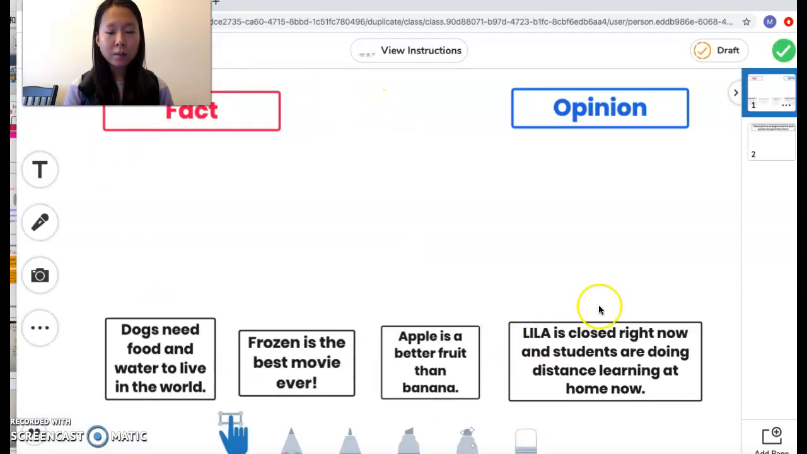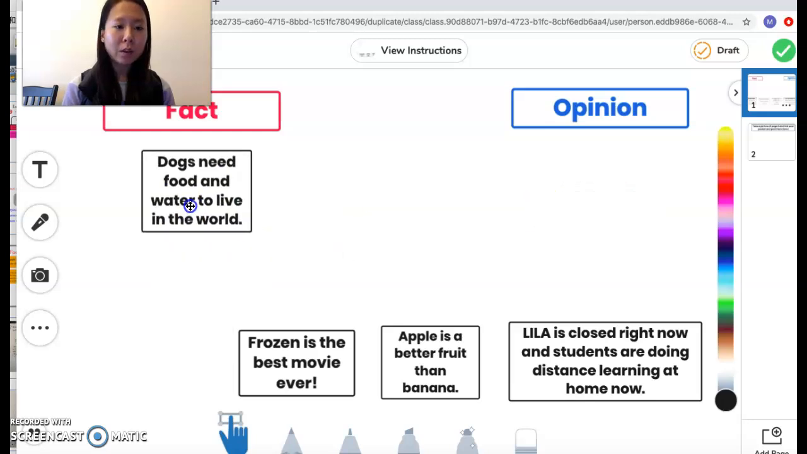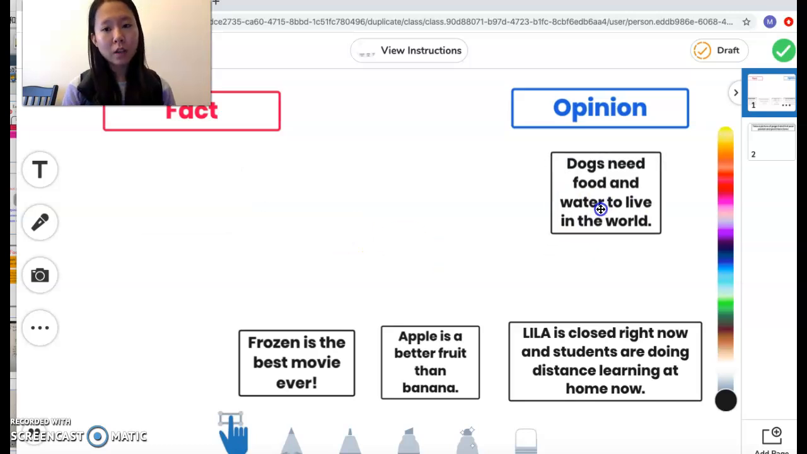And then you will see something like this. This is exactly what we just practiced during this video, what I just showed you. So you're gonna sort these things based on if it's a fact or if it's an opinion. If it's a fact, you're gonna put it here. If it's opinion, you're gonna put it here. Okay, and once you're done with all of this, you're gonna click the little green arrow and be done. Okay, so that's the first assignment of today's English class.